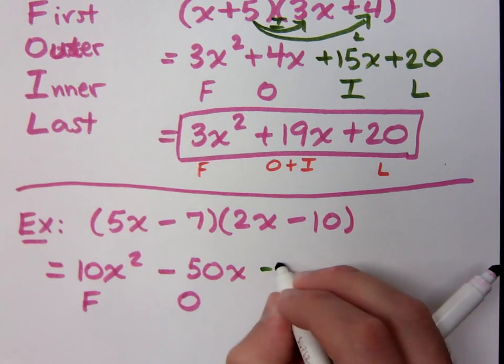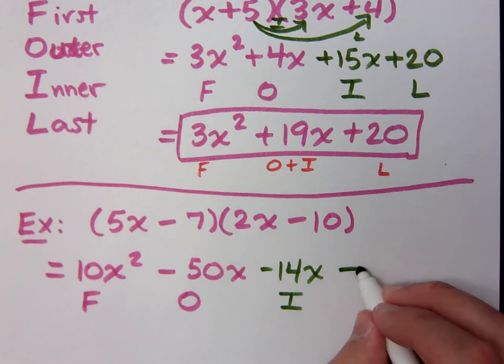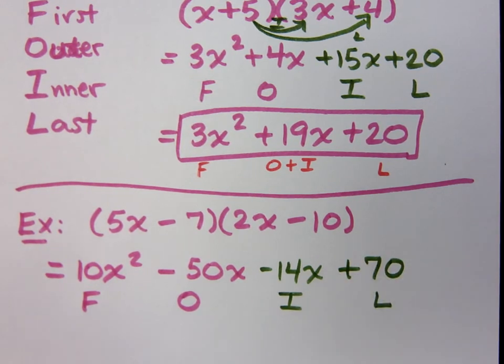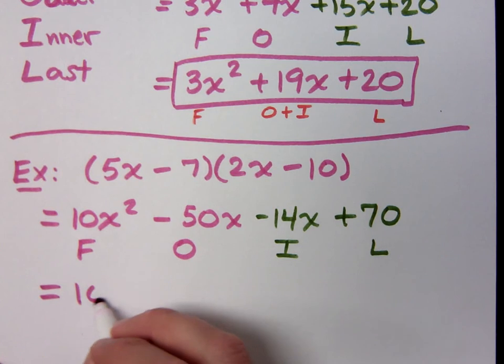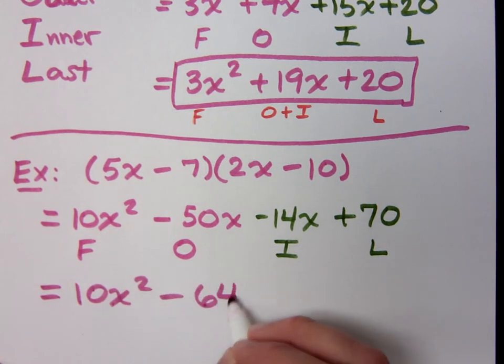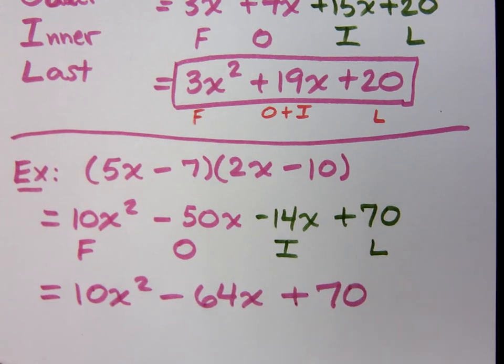Negative 14x. And what about your last piece? Plus 70. Is there more work to be done? Yeah. Combine your like terms, so what do we get? 10x squared minus 64x plus 70. Do y'all agree?